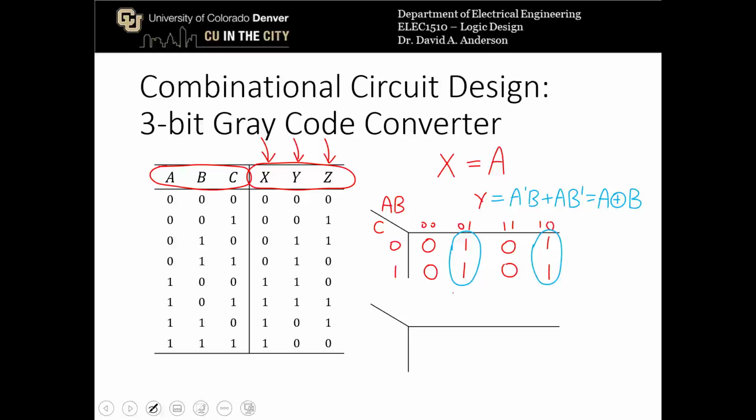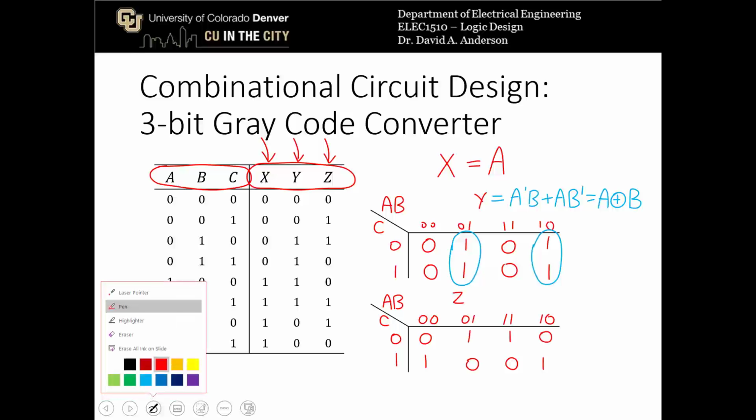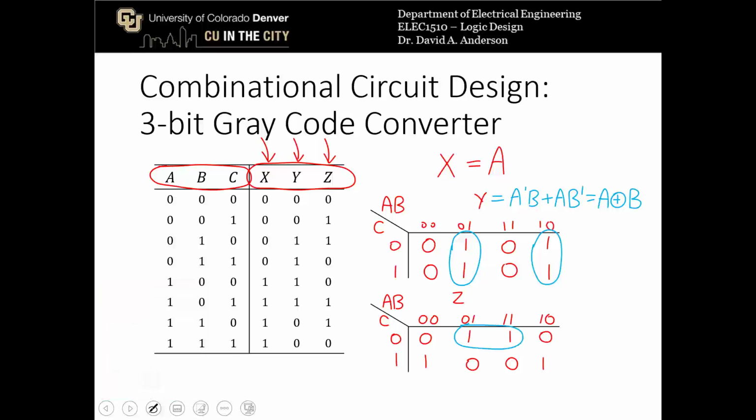For the function z, we also need a k-map. And I will fill in the minterms here, 0, 1, 1, 0, 0, 1, 1, 0. And circling bubbles, we see that z is going to be equal to b c prime, or b prime c, which could also be written as b exclusive OR c.